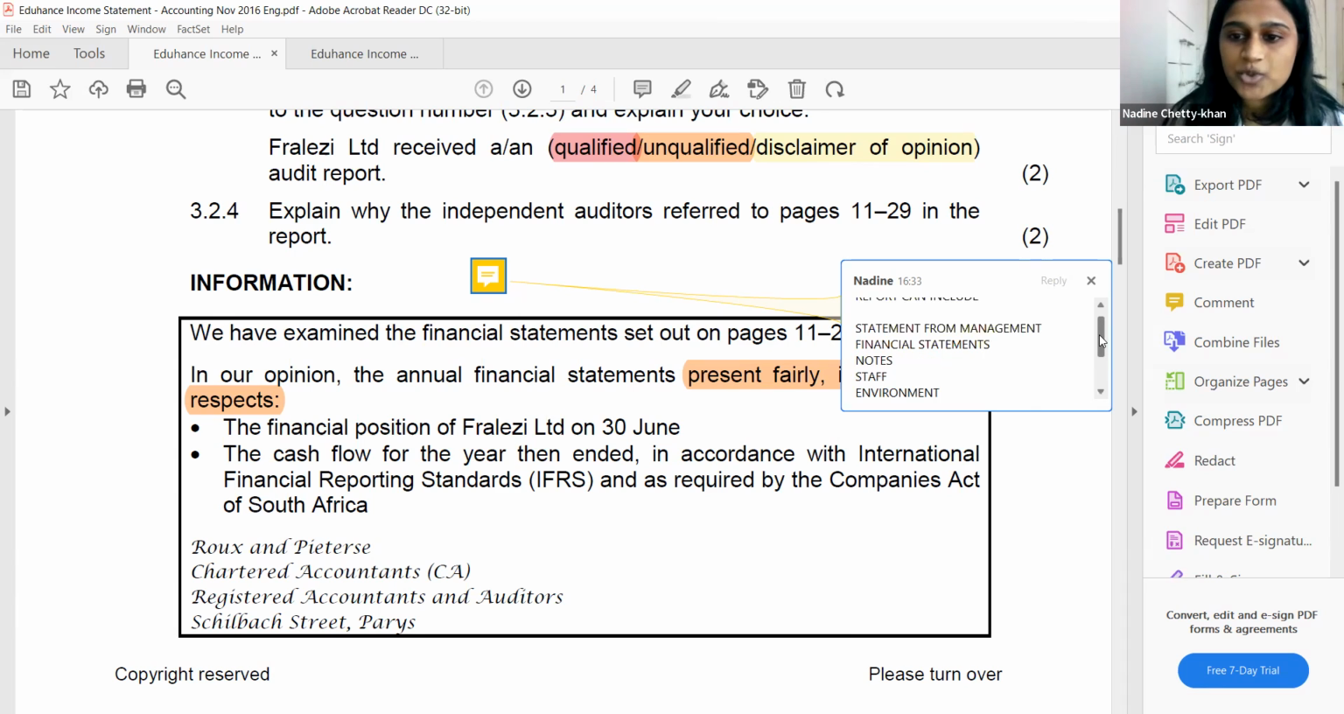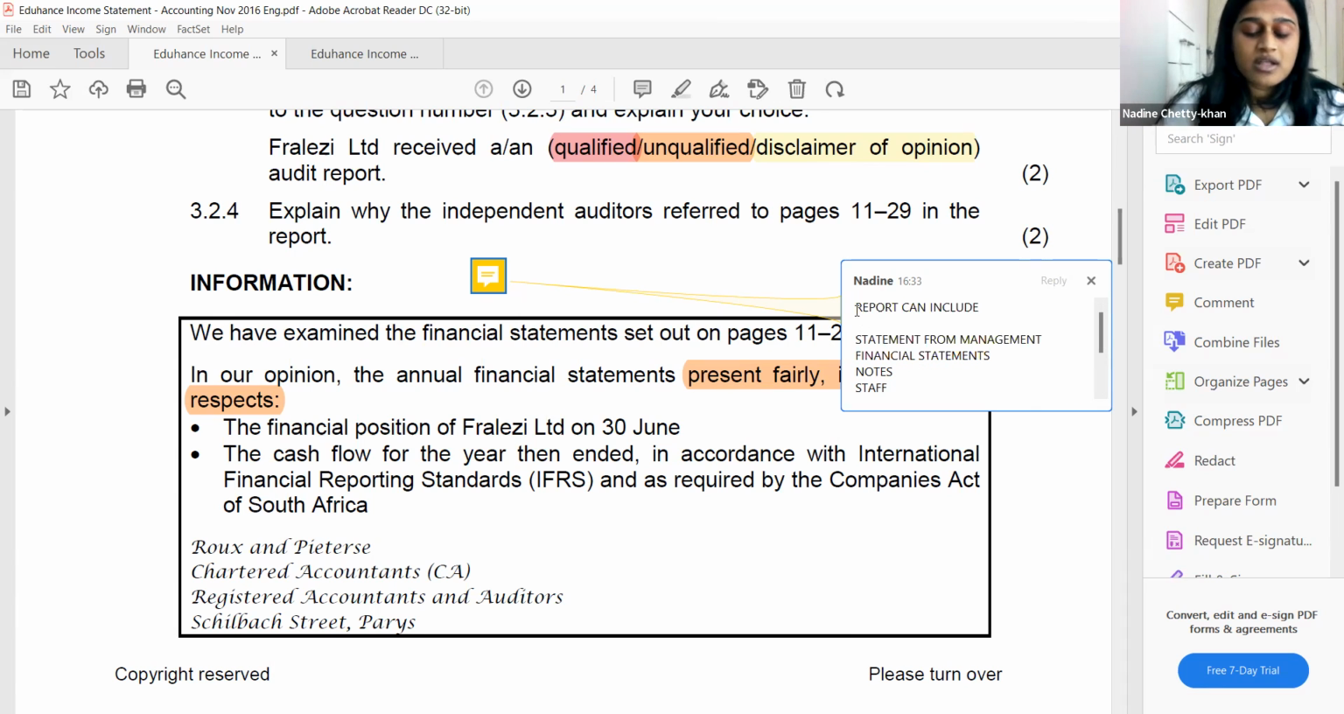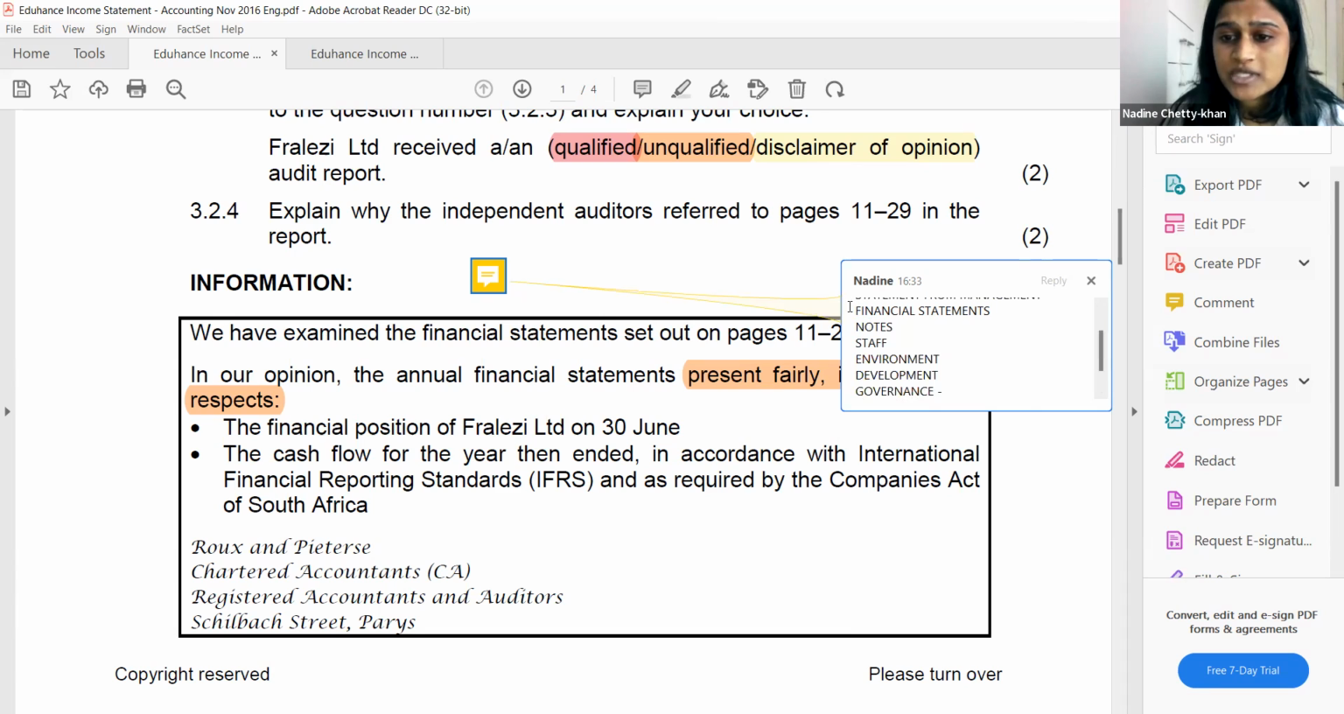So what I'm trying to prove to you is that this is the report, and this is not the audit report. Remember, this is the report produced by management. It's called the integrated report, okay? It includes more than just the financial statements. It includes a lot of things. The auditors are only responsible for the financial statements and the notes to the financial statements. Everything else they haven't looked at.